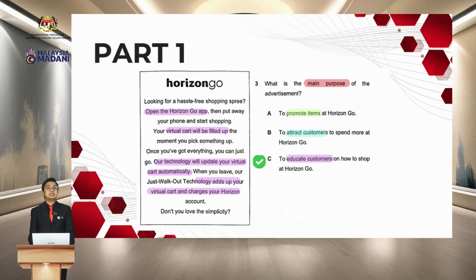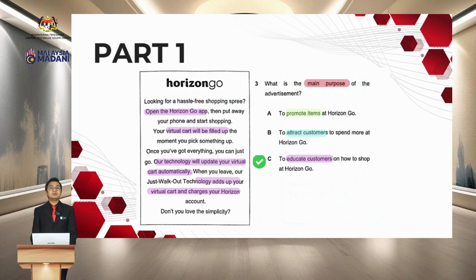For example, the keywords in the advertisement, as we can see, are: open the Horizon Go app, your virtual card will be filled up, our technology will update you with the virtual card automatically, and when you leave, just walk out, technology will add up your virtual cards and charge your Horizon account. Those show that this advertisement is meant to educate the customer, to teach the customer how to use the app.